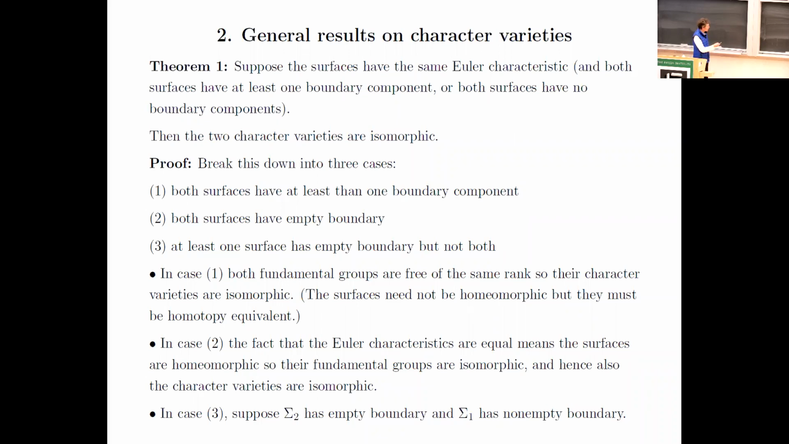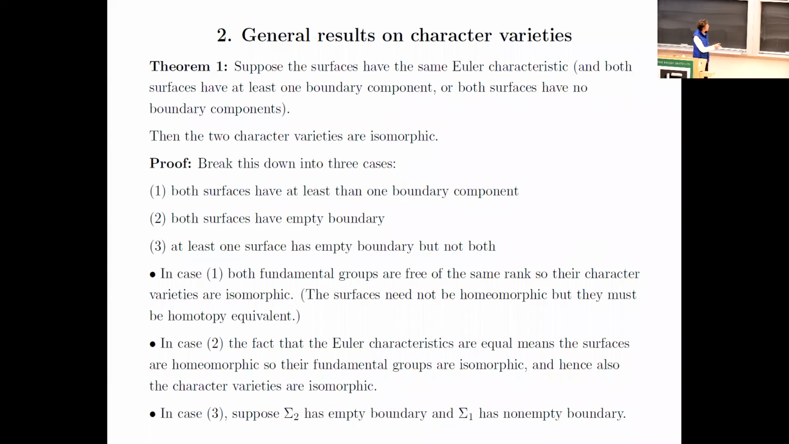Okay, so suppose that the two surfaces have the same Euler characteristics and both surfaces have at least one boundary component. Either both of them have at least one boundary component, or neither of them has any boundary components. In this case, the two character varieties are isomorphic.